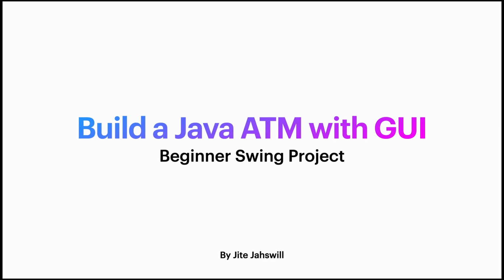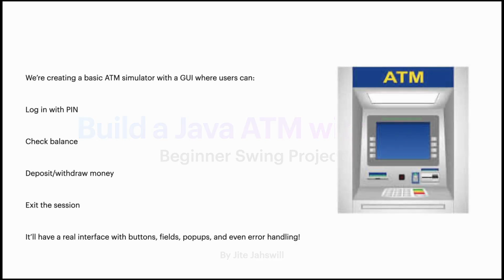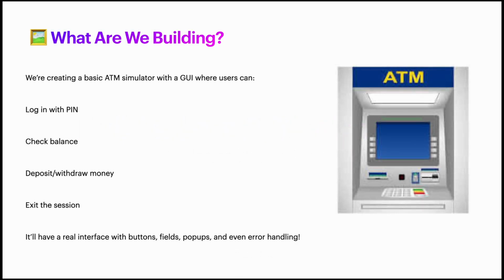And we are finally taking everything we've learned in Java and building a real GUI-based ATM app. Now, these aren't just print statements. We're using Java Swing to build a real interface. So, what are we building?